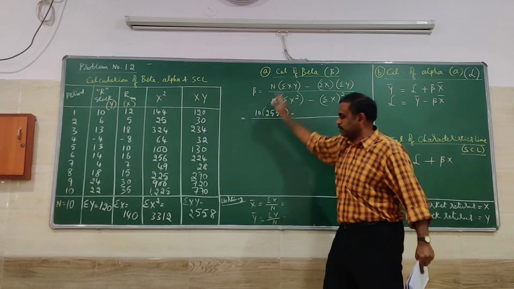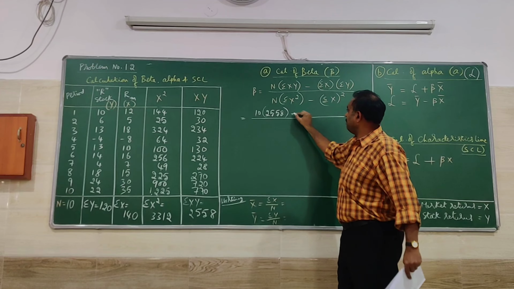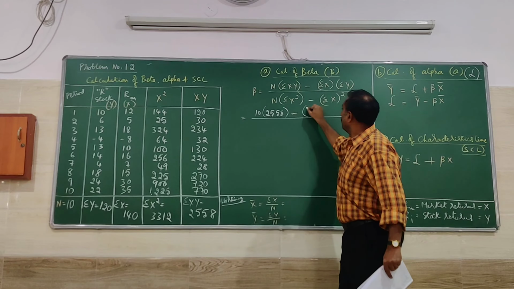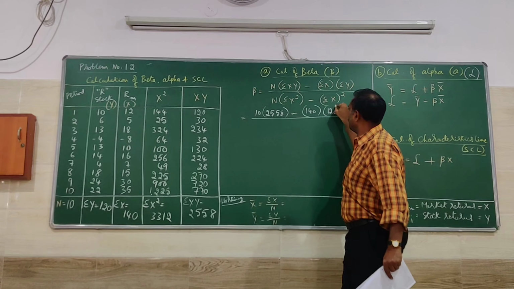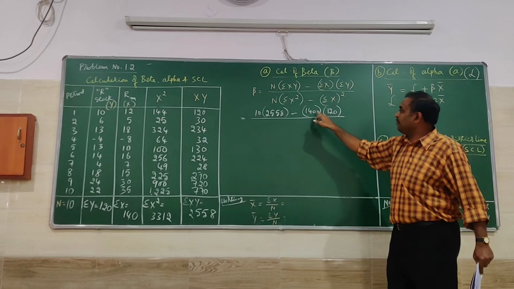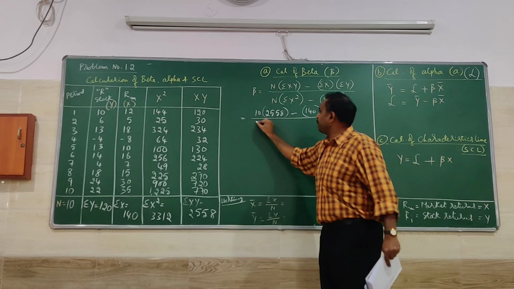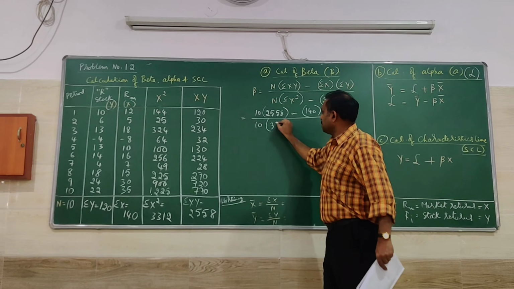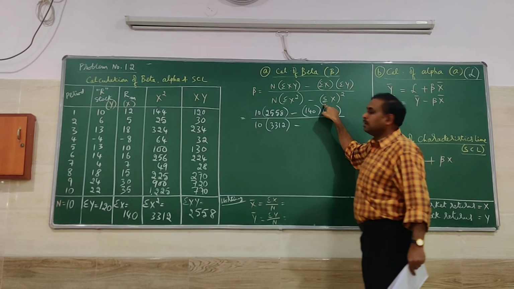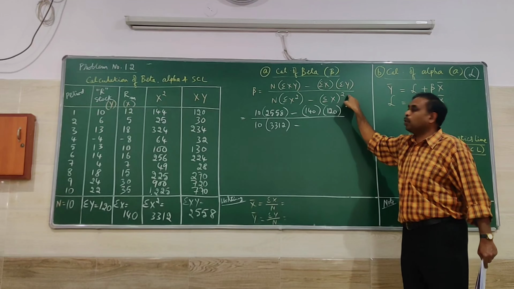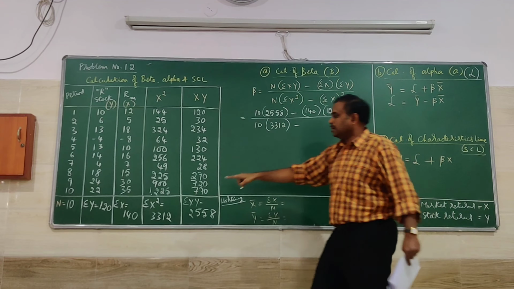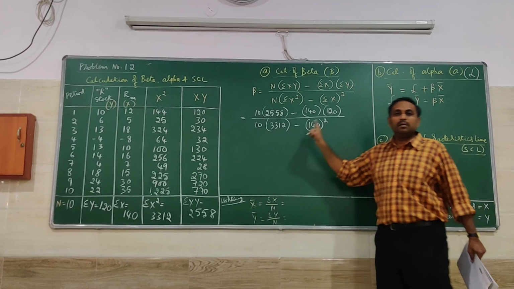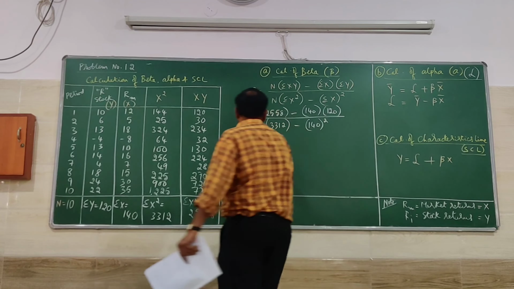N into summation xy. So summation xy is 2558, minus summation x into summation y. Summation x is 140, summation y is 120. So we have to be very careful. It is multiplication, not addition. Again divided by n into summation x square. Summation x square is 3312 minus, this is most important, summation x whole square. The square is outside. So summation x we have to write first, 140 whole square. This is very important. Then I will simplify further.